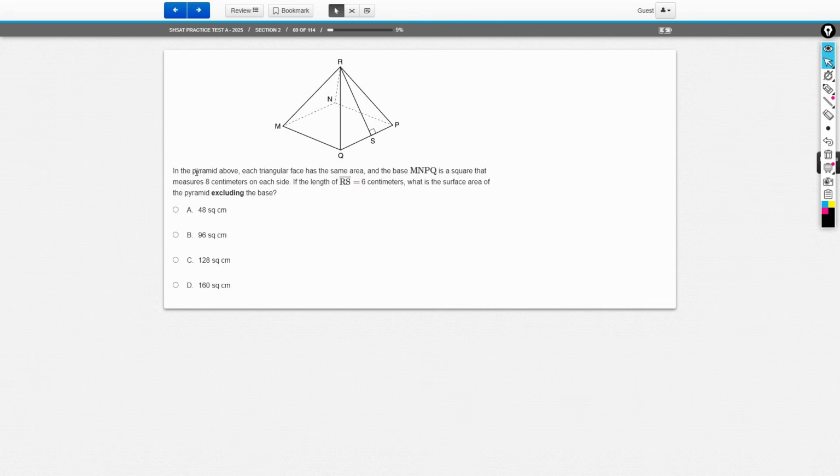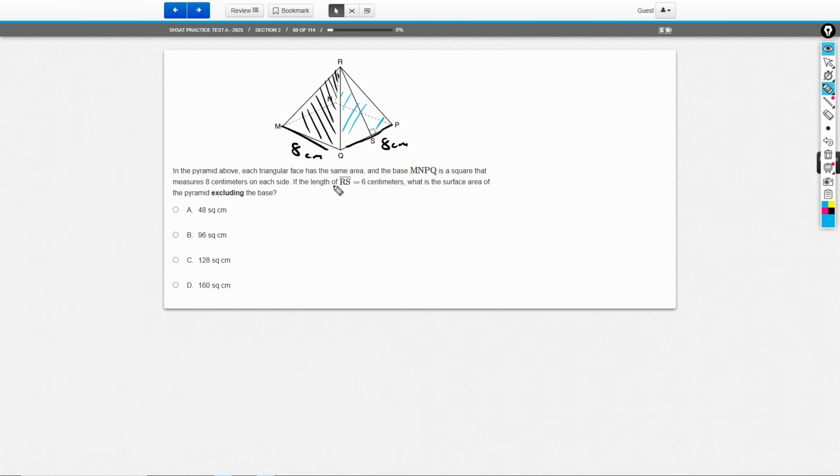All right. So this question says, in the pyramid above, each triangular face has the same area, and the base MNPQ is a square that measures 8 centimeters on each side. Okay. So here, this is 8 centimeters. This is also 8 centimeters. And I know that if I were to take the area of this triangle right here, this face, it would be the same area as this face, essentially, right?